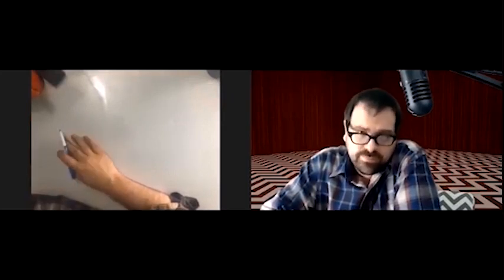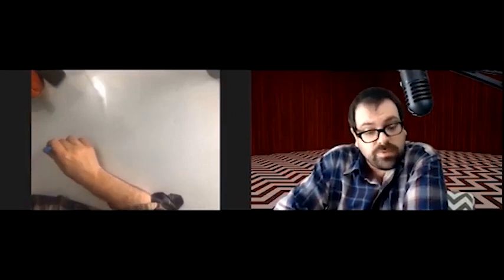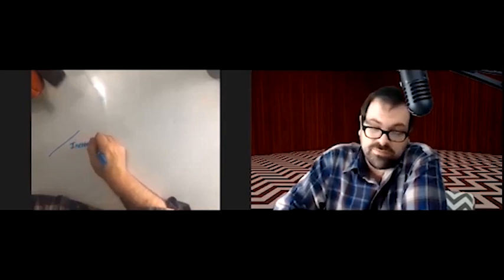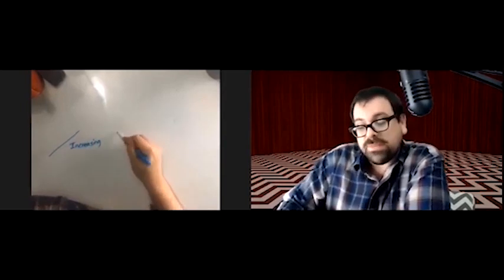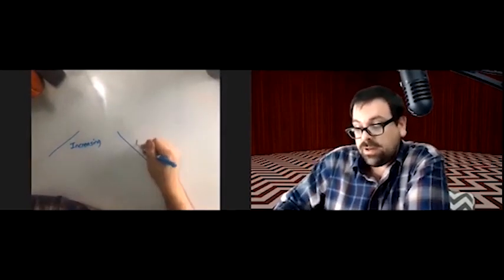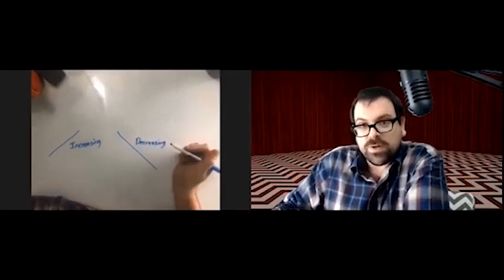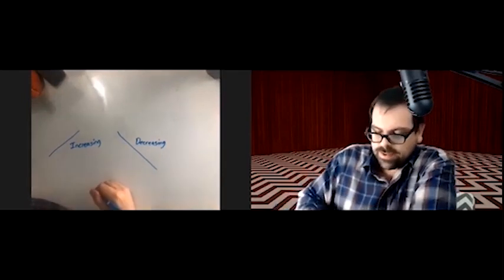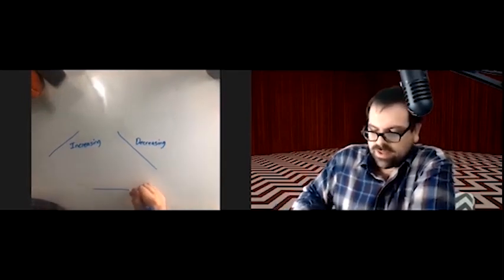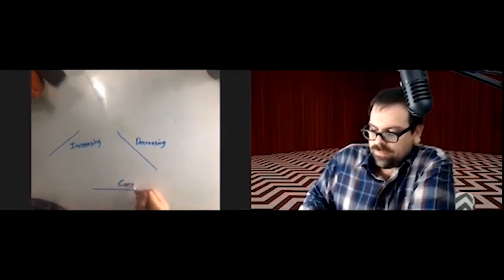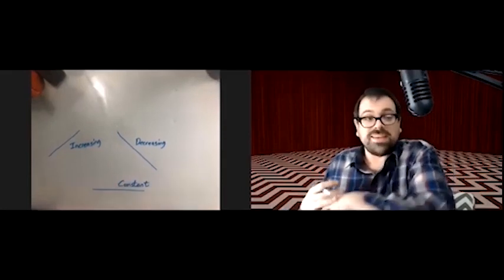Okay, this next thing's really hard. I won't blame you if you don't understand. When something goes up from left to right, we say it's increasing. When something goes down from left to right, we say it's decreasing. And get this, when something doesn't go up or down from left to right, we say that it's constant.